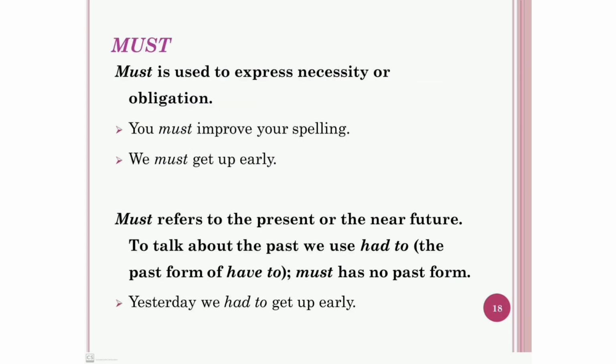Must is used to express necessity or obligation. You must improve your spelling. We must get up early. Must refers to the present or the near future. To talk about the past, we use had to, the past form of have to. Must has no past form. Yesterday we had to get up early.